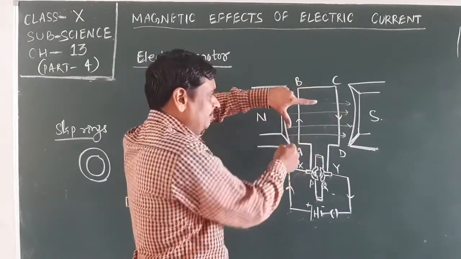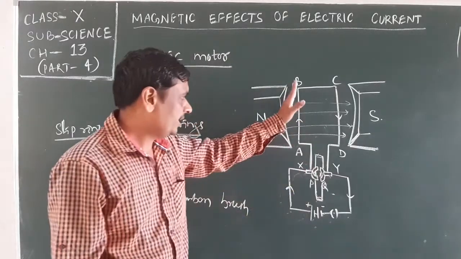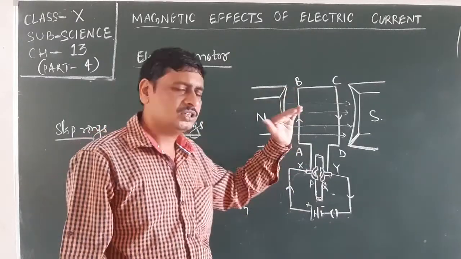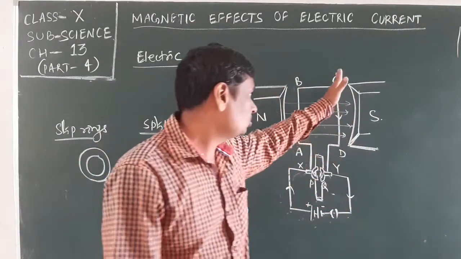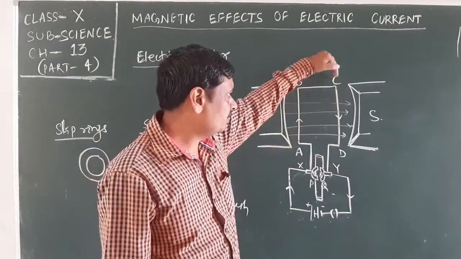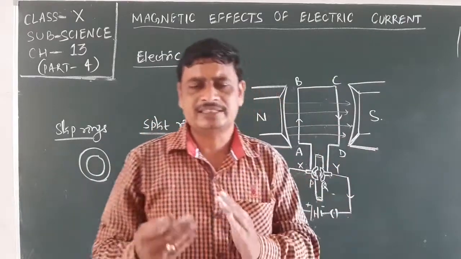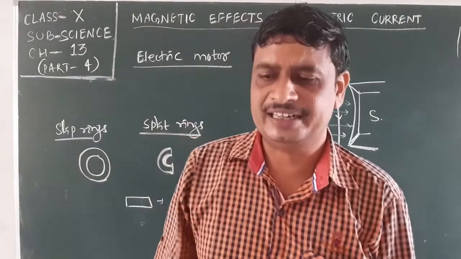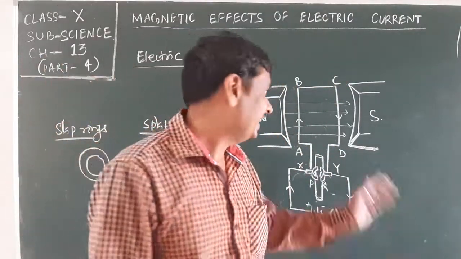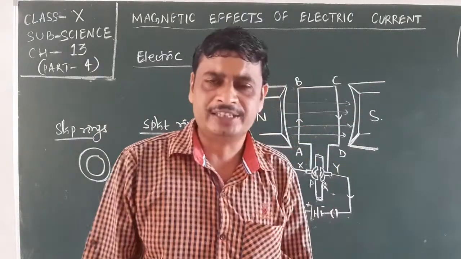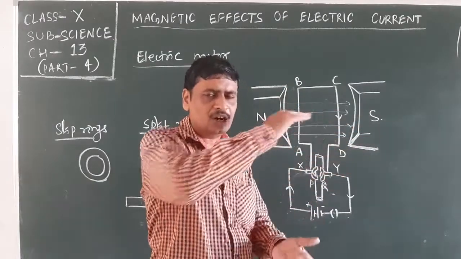So this side AB will be pushed downward. That's why in arm AB the force acts in the downward direction, but in arm CD, when the current moves from C to D, it is just opposite to the first case. That's why CD is pushed in the upward direction. Thus the coil ABCD will start to rotate. AB will come in the downward direction and CD in the upward direction.